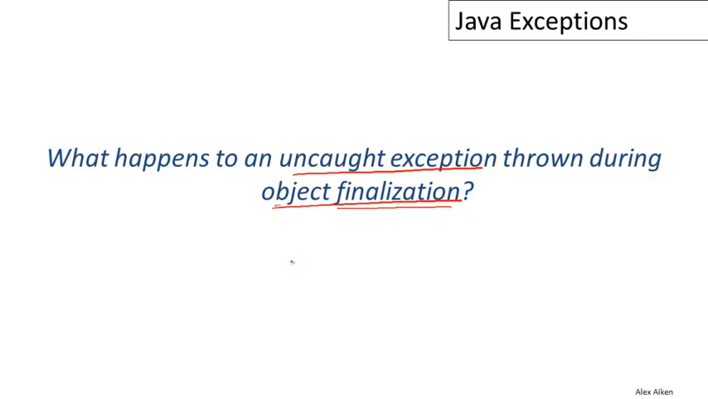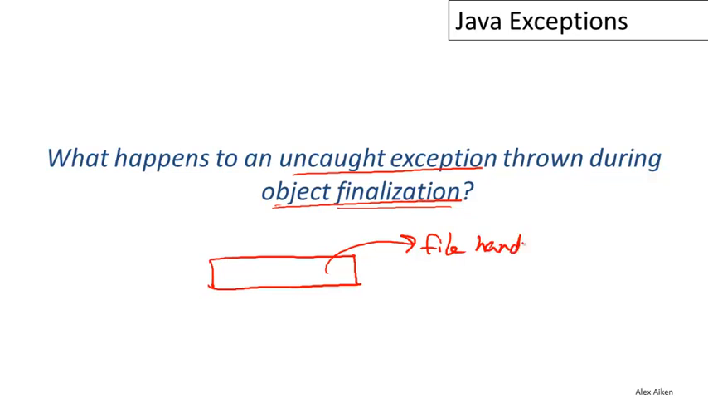So objects can have finalization methods in Java, and those methods are essentially invoked by the garbage collector. So when the garbage collector discovers that some object is garbage and is going to clean it up, it'll first invoke the finalization method. And why would you want to do this? Well, let's say we have an object, and it might have, say, a file handle. It might have a pointer to an open file or something like that.